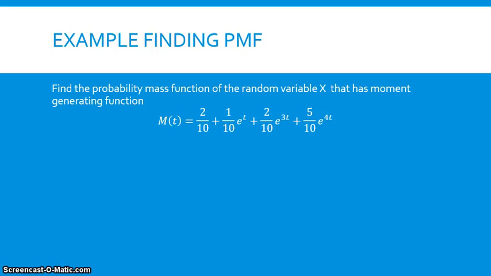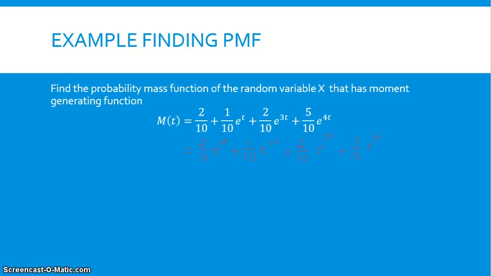Once again, we will do an example using the moment generating function to find the probability mass function. We're going to find the probability mass function of the random variable x that has moment generating function m of t equals 2/10 plus 1/10 times e to the t power plus 2/10 times e to the 3t power plus 5/10 times e to the 4t power. Okay, so first of all, we have to notice that when we see a constant term like 2/10, we could re-express 2/10 as 2/10 times e to the 0t power. So the moment generating function could be re-expressed this way.